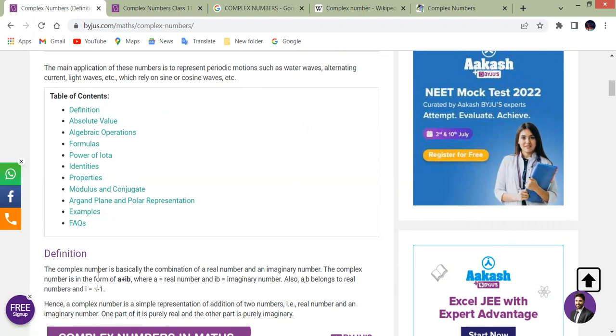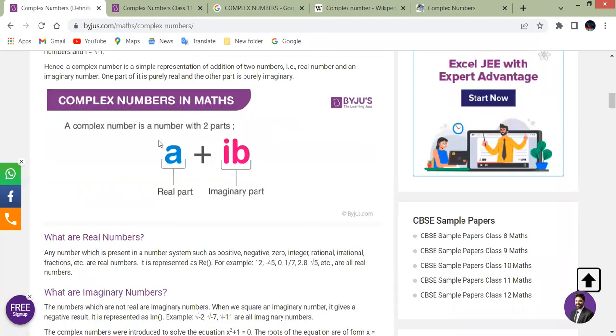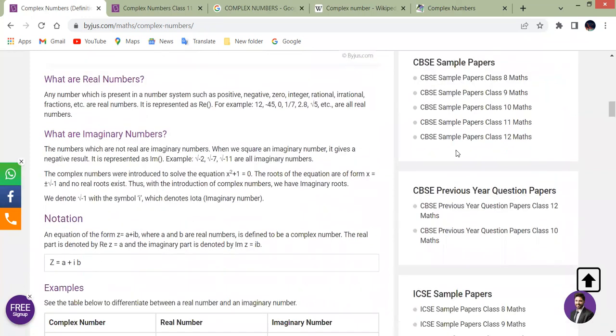So the definition is a plus iota b. We have discussed the definition and some of the examples. This is the proper form, or standard form, of a complex number. This is the real part and this whole is the imaginary part. So what is a real number? We know that real numbers include positive, negative, zero, integers, rational and irrational numbers.